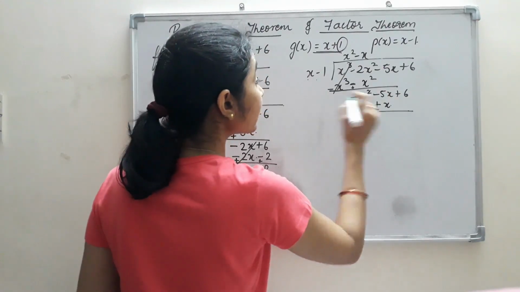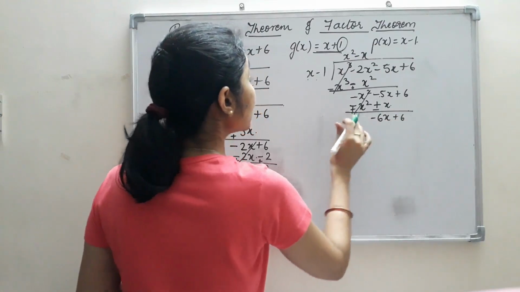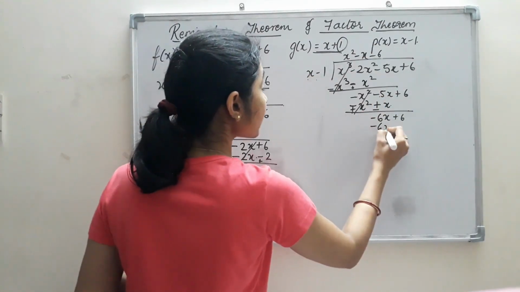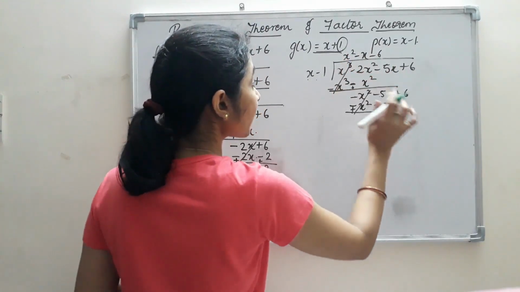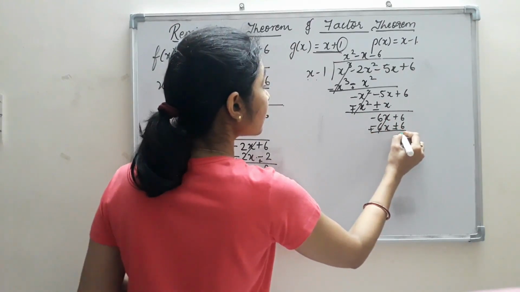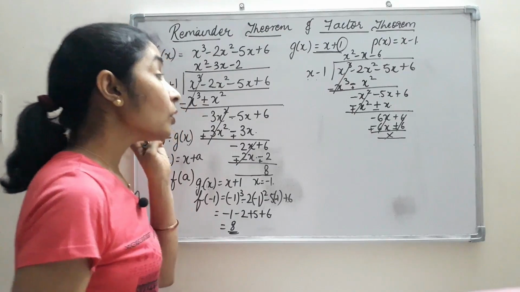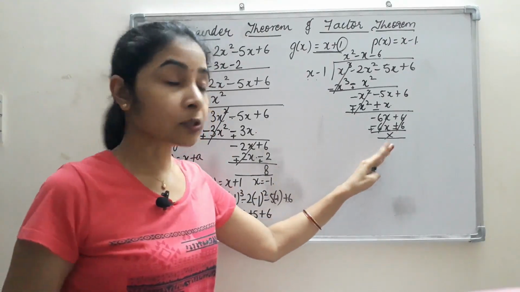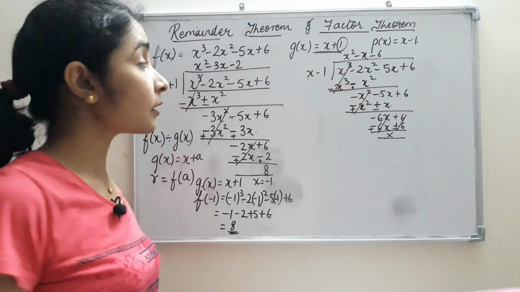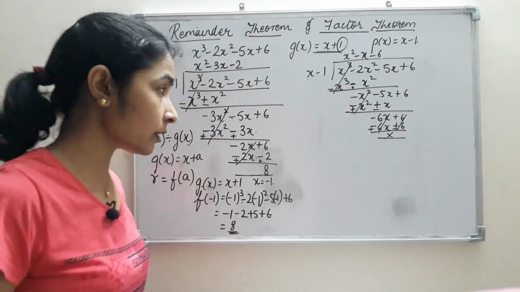Now this cancels, negative positive and negative. What do I get here? Minus 5x and minus x gives minus 6x and plus 6. Now I need minus 6x, so x into minus 6 gives me minus 6x, and minus 1 into minus 6 gives me positive 6. So this cancels, this also cancels, and I have got the remainder equal to 0. Remainder is equal to 0 here, that means x minus 1 is a factor of this polynomial.